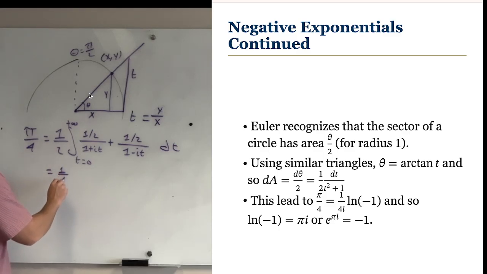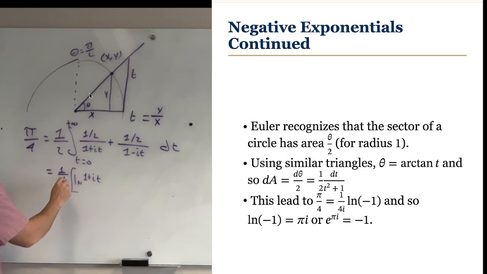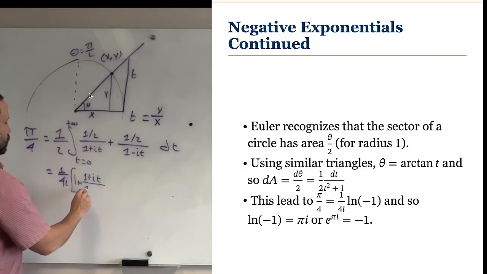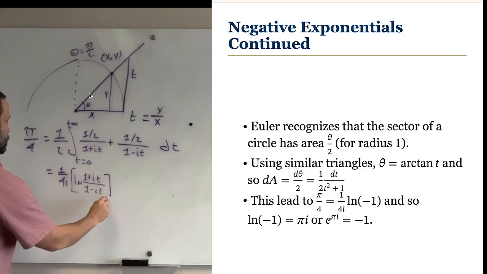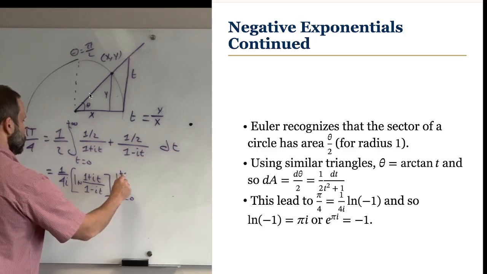So we're going to get 1 over 4, and from this we're going to get the natural log of 1 plus it, divided by i as well, because when we anti-differentiate, we have an i there. And the minus is going to give us natural log of 1 plus it minus natural log of 1 minus it. Then this is going from t equals 0 to infinity.